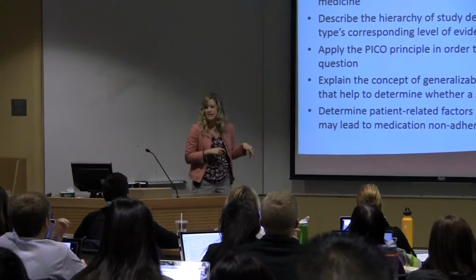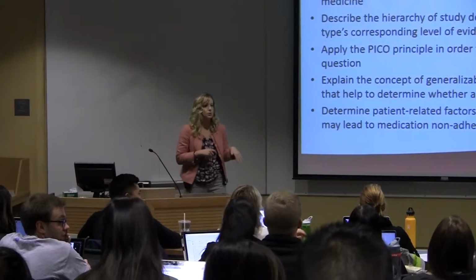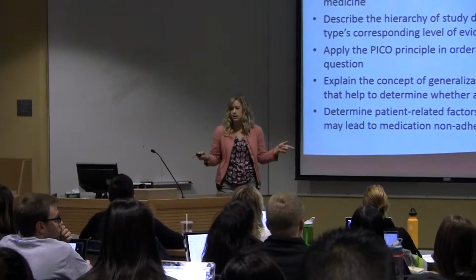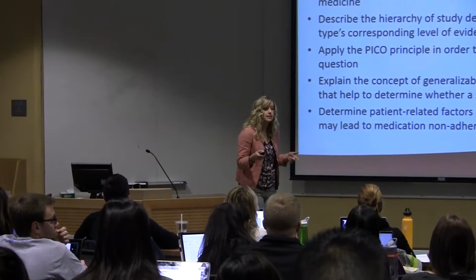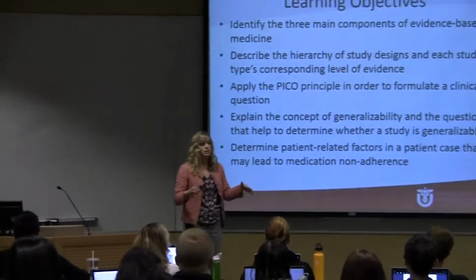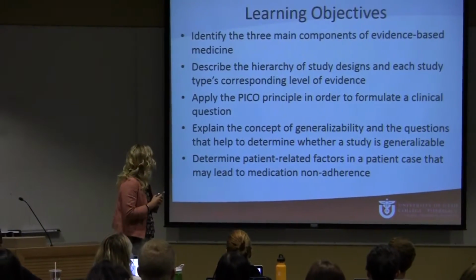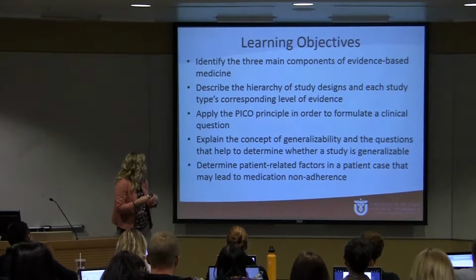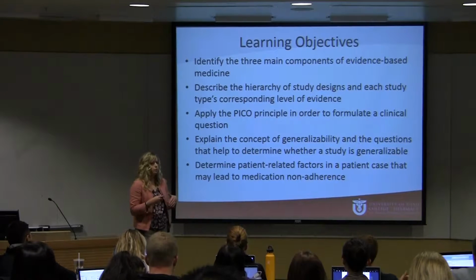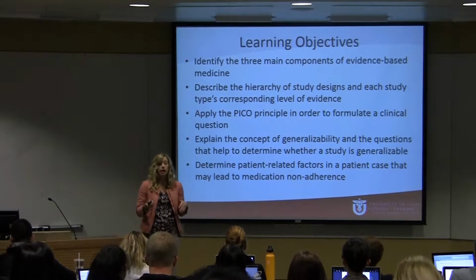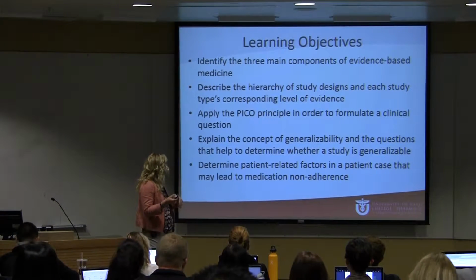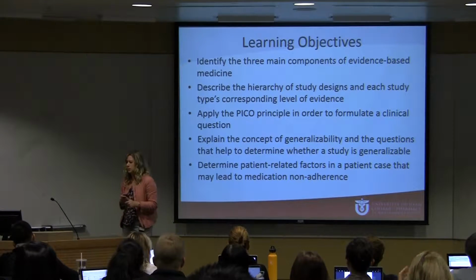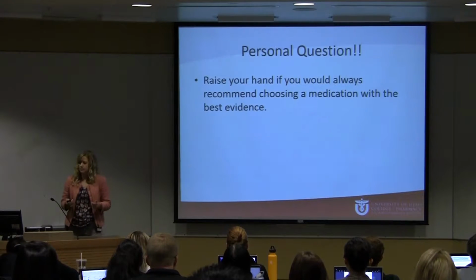Okay, so the three main components of evidence-based medicine, we're going to talk through the hierarchy of study designs. So we'll look at a pyramid and see each study and the corresponding level of evidence that they have. That's kind of something that you'll see throughout your career, this same pyramid. Applying the PICO principle to formulate a clinical question. Also explaining generalizability and the questions that will help determine whether a study is generalizable or not. And finally, determining patient-related factors in a patient case that may lead to medication non-adherence. These are the things that I would expect that you should know for your test.